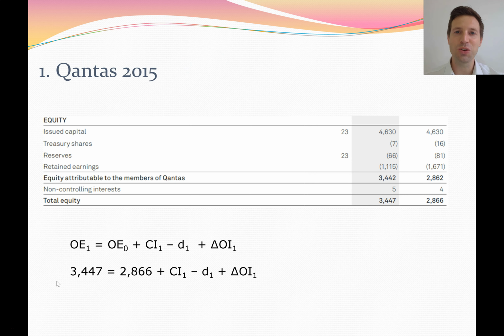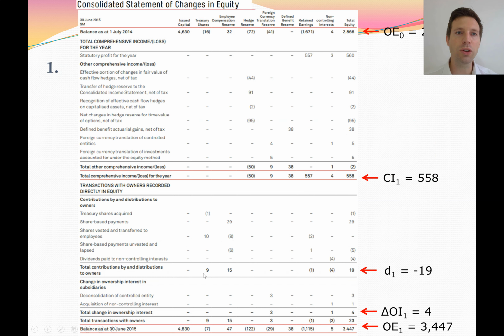Here we've got an old financial statement from Qantas in 2015, and this is the equity part of their balance sheet. And we can see at the end of 2015, they had total equity of $3,447. And at the end of the prior year, 2014, they had ending equity of $2,800. So their owner's equity this year is equal to $3,447. And it's equal to last year's owner's equity from the balance sheet here, plus any comprehensive income minus payments to shareholders. So let's have a look at their consolidated statement of changes in equity.